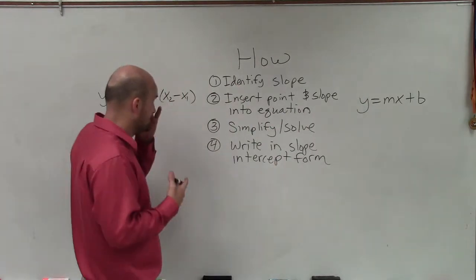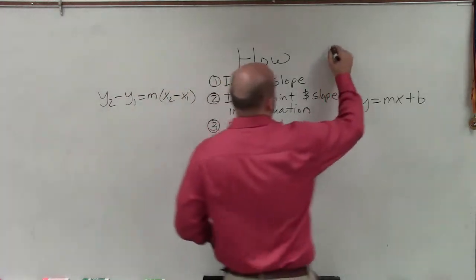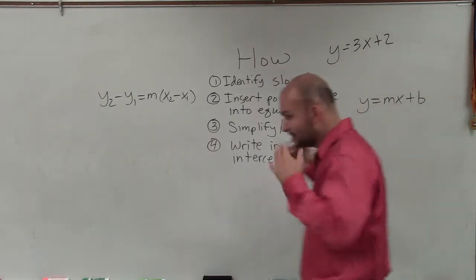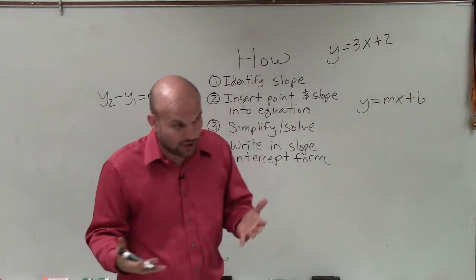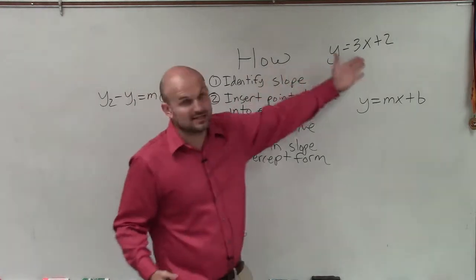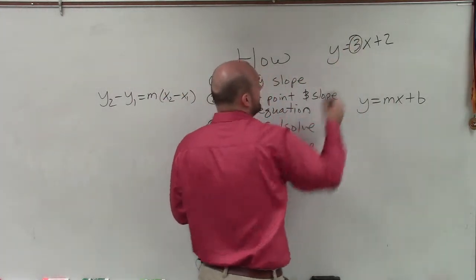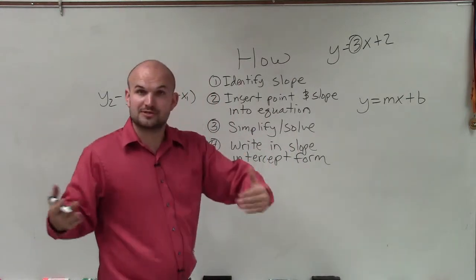So the first thing we want to do is identify the slope. And if I'm given an equation, let's say y equals 3x plus 2, remember perpendicular lines have opposite reciprocal slopes. So I need to identify the slope here, which when looking in slope-intercept form, m is my slope. But I also need to identify what my new slope is going to be.